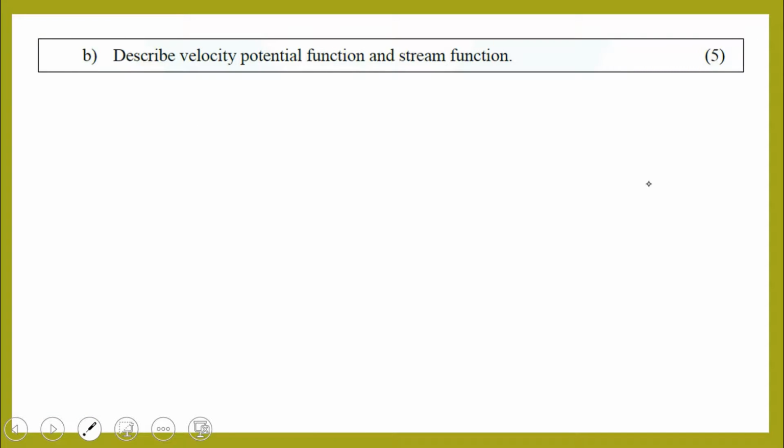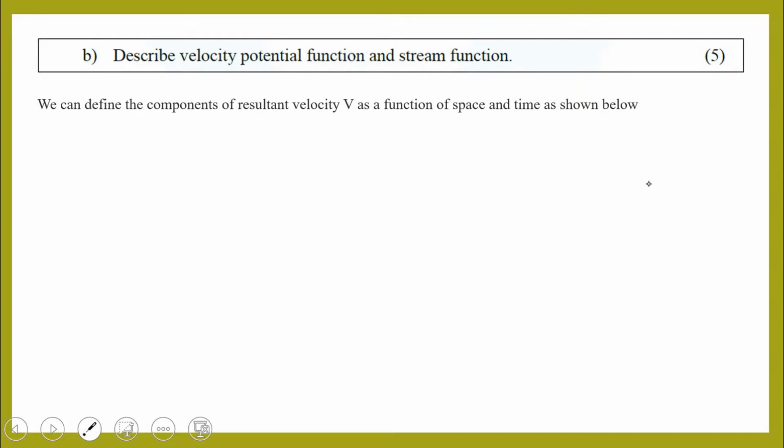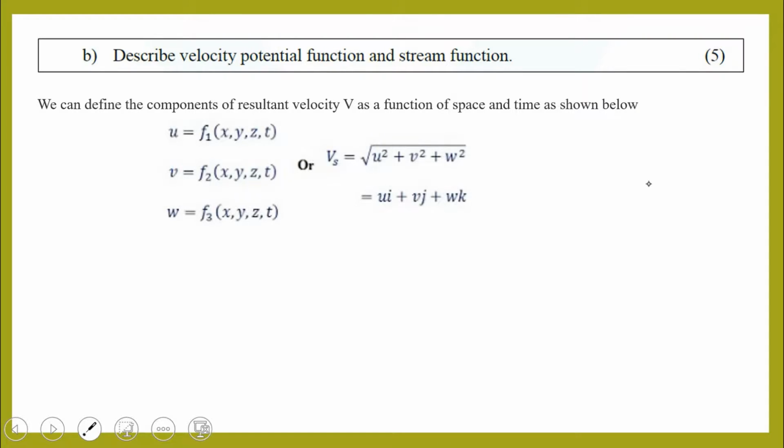Next question is, describe the velocity potential function and stream function. So we can define the components of resultant velocity v as a function of space and time. We just saw that we can write u, v, w in terms of x, y, z and t. So the total resultant velocity is root of u square plus v square plus w square.